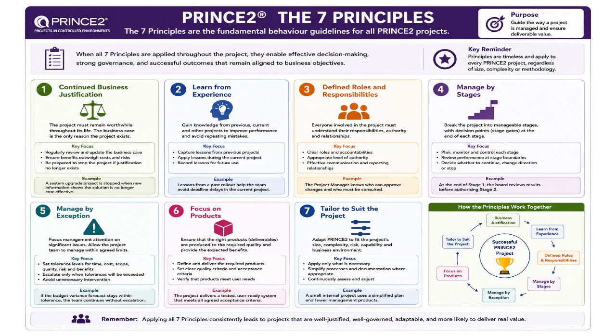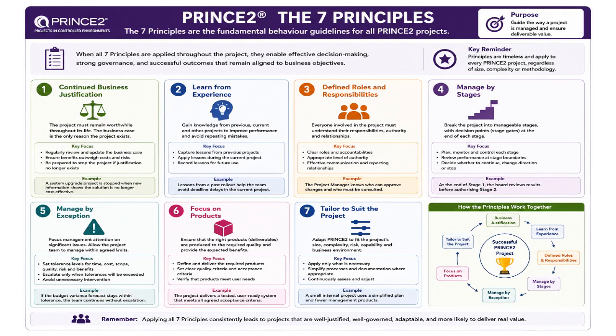On the right-hand side of the slide, the diagram illustrates how these principles work together to support successful PRINCE2 projects. Business justification drives value. Lessons learned improve performance. Governance roles support accountability. Stage management provides control. Management by exception improves efficiency. Product focus ensures quality delivery. And tailoring maintains flexibility and practicality.